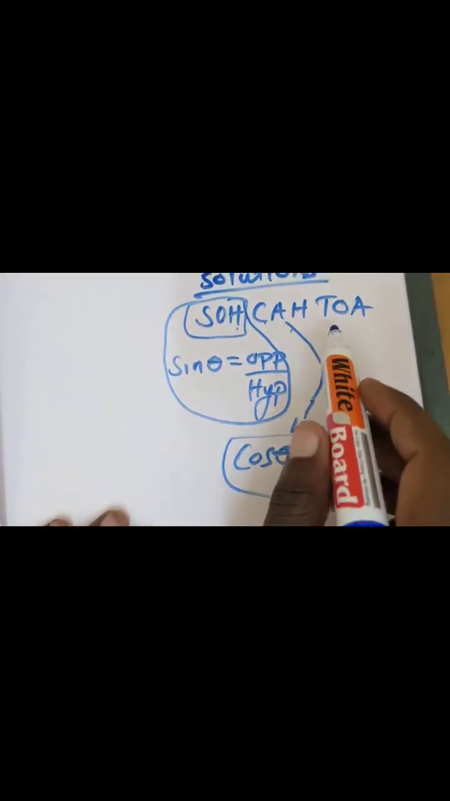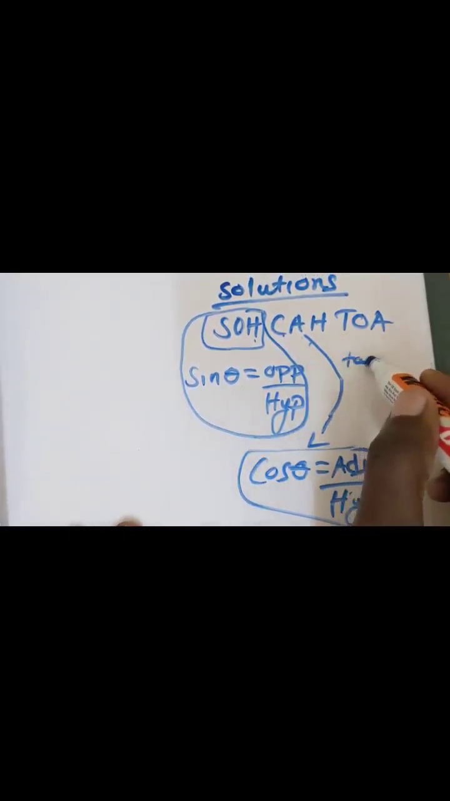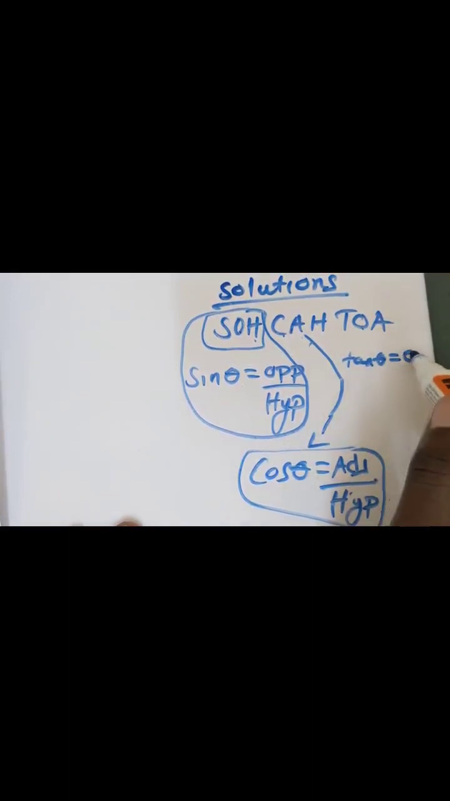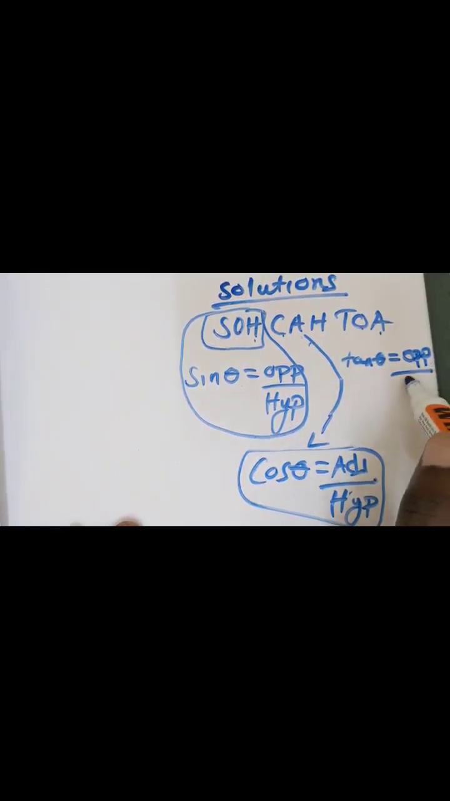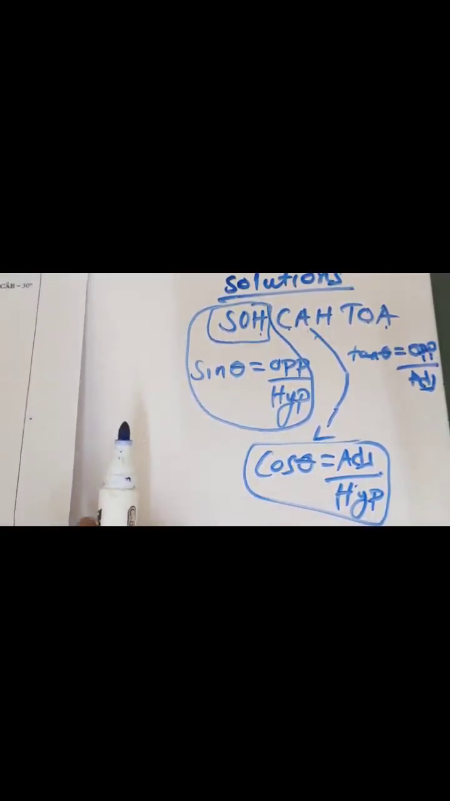Now how about tan? Tan theta is equal to opposite over adjacent, like that. I'm sure you are able to see how we have interpreted these formulas. These are the only formulas that you can use when you are solving this kind of equation.